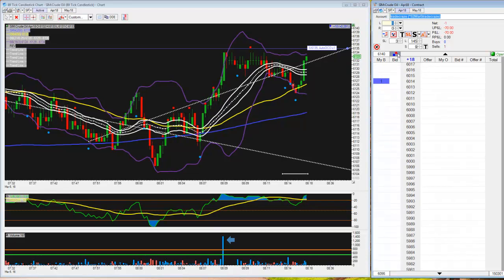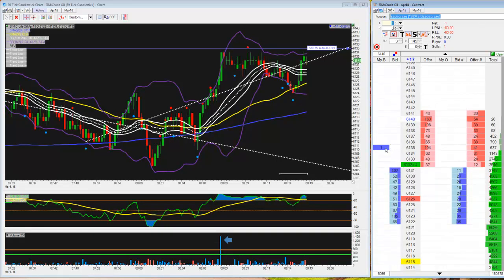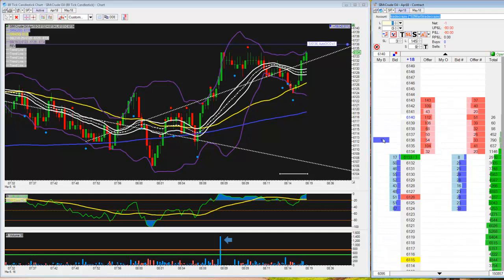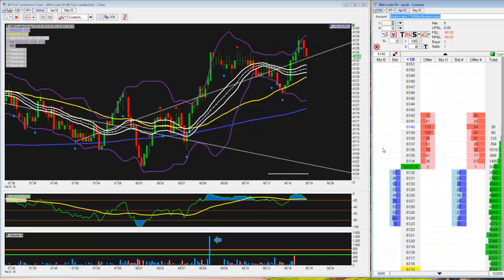It looks like we're going to run out here though. Don't like to be on fives. Open trade is a failure.